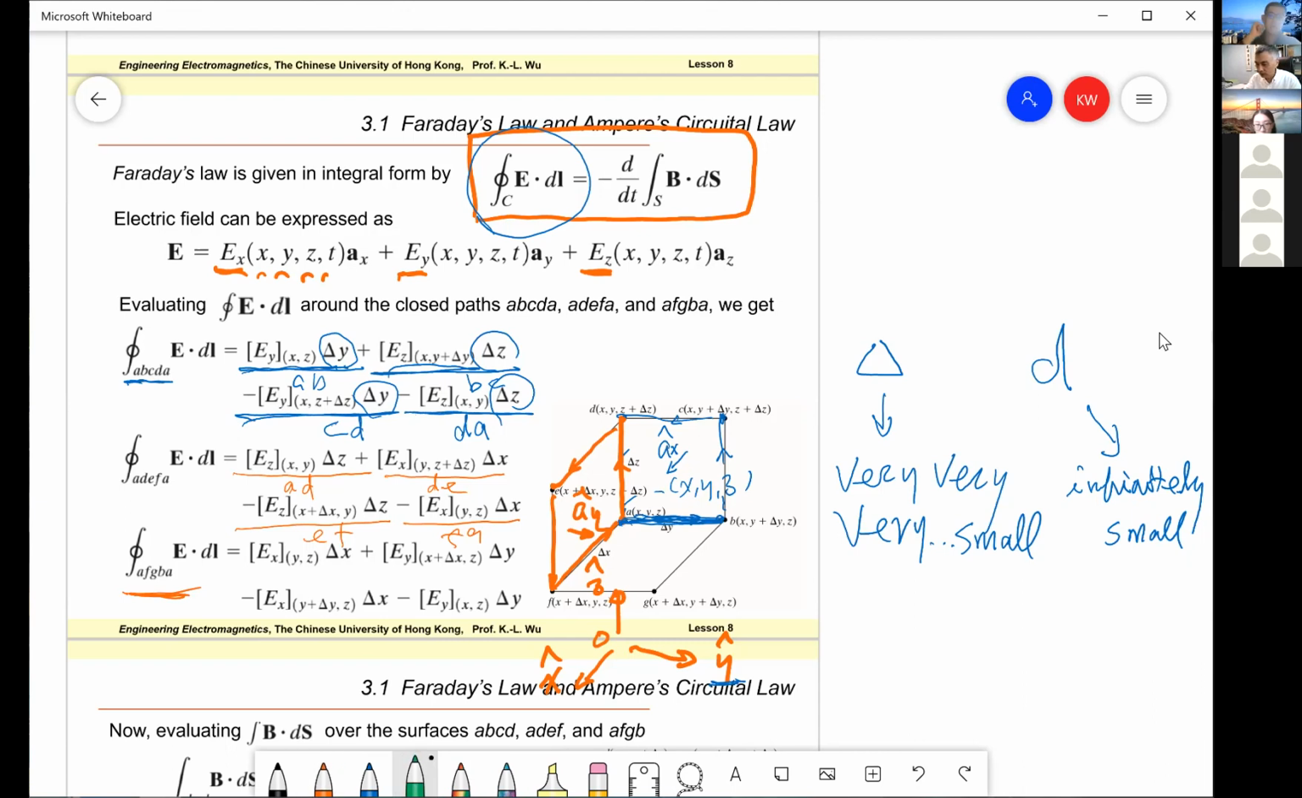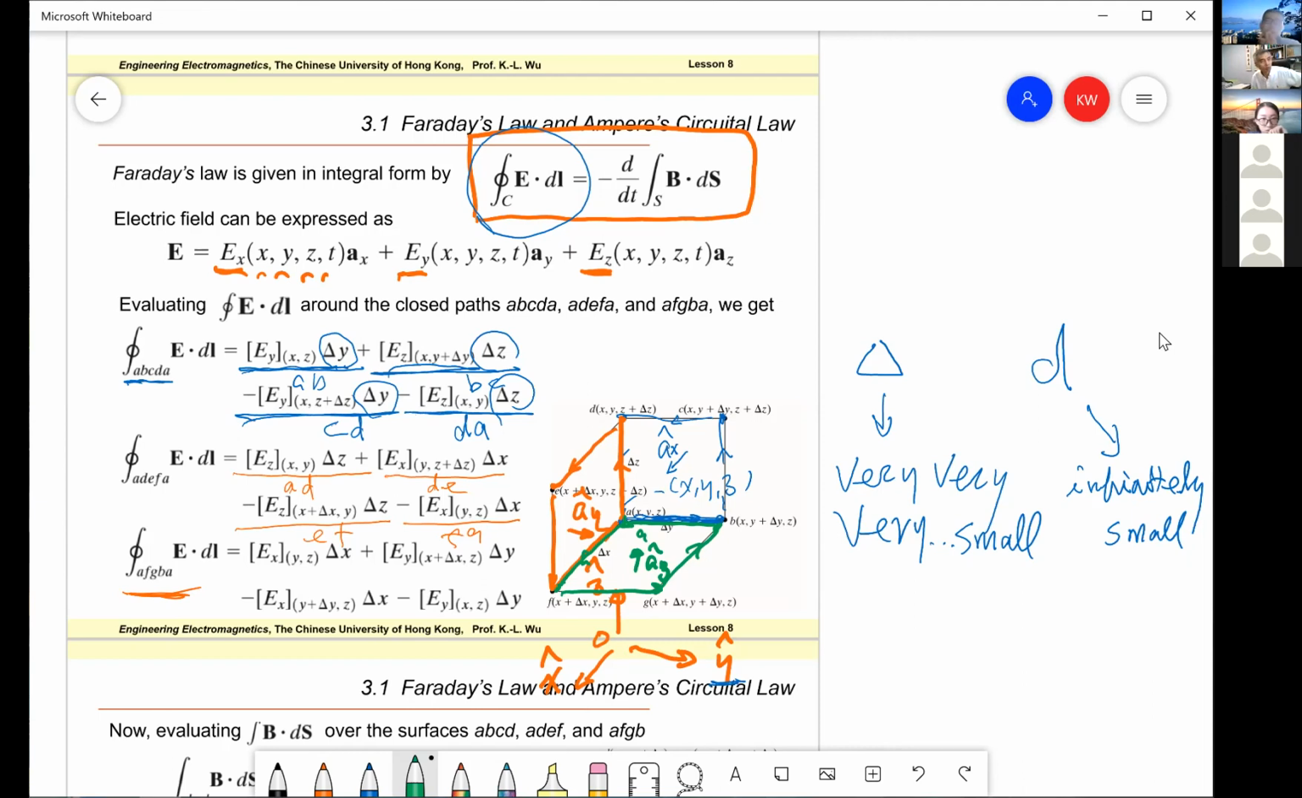This is another surface, from A, F, G, B, back to A. So the normal direction is in that direction. I carefully chose these three because they are very convenient, illustrative, and reflect the essence of the problem we are dealing with.